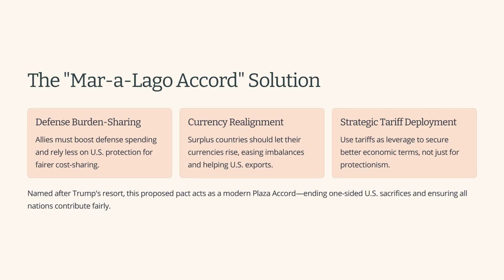Miran proposes a solution: the Mar-a-Lago Accord. This accord has three key components. First, defense burden sharing, where allies increase defense spending and rely less on U.S. protection. Second, currency realignment, where surplus countries allow their currencies to rise, aiding U.S. exports. Third, strategic tariff deployment, using tariffs as leverage to secure better economic terms. This pact, named after Trump's resort, aims to end one-sided U.S. sacrifices and ensure all nations contribute fairly, acting as a modern Plaza Accord.